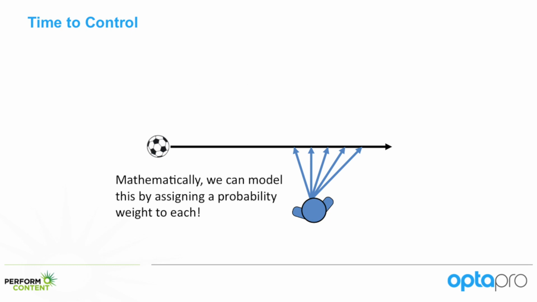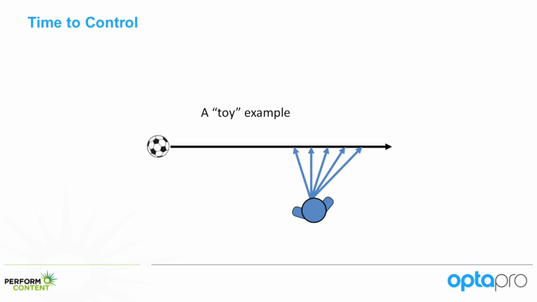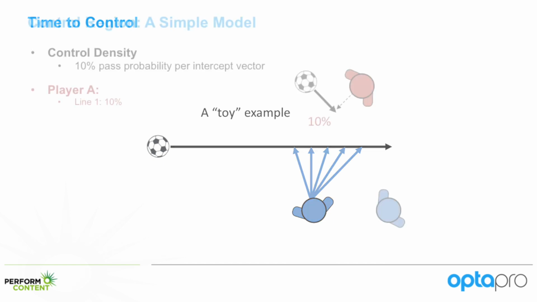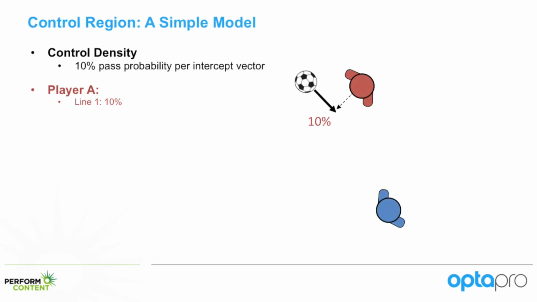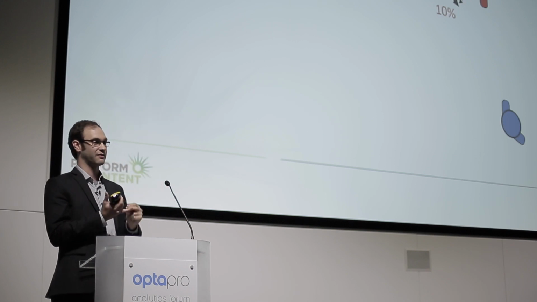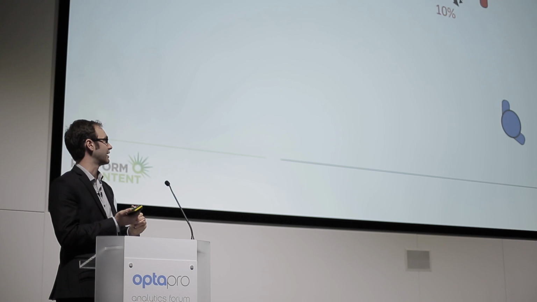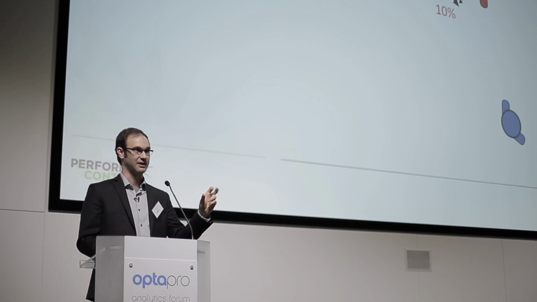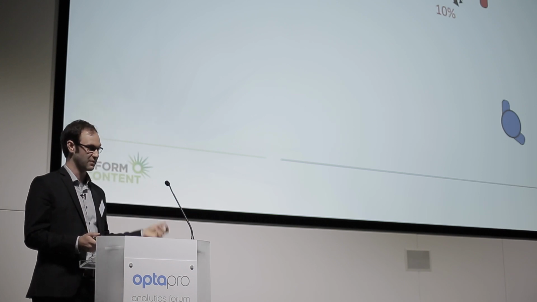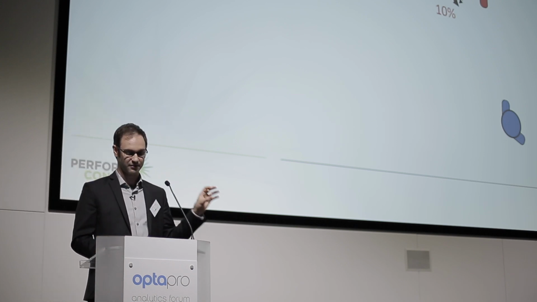Mathematically, we can go through a toy example here, where we assign a probability weight to each intercept vector. You can think of stepping through time in some discrete increment, say a tenth of a second. At each tenth of a second, we assign some weight of probability to each player that they could receive that pass in that time frame. So suppose the ball is going past the red player, and he has a 10% probability of receiving the pass in that tenth of a second.